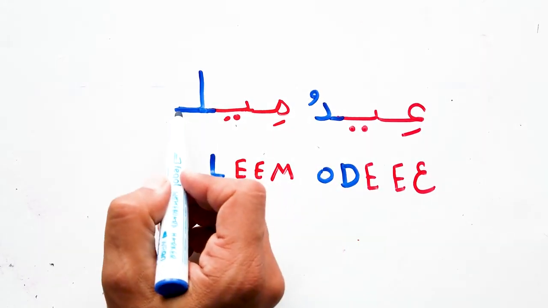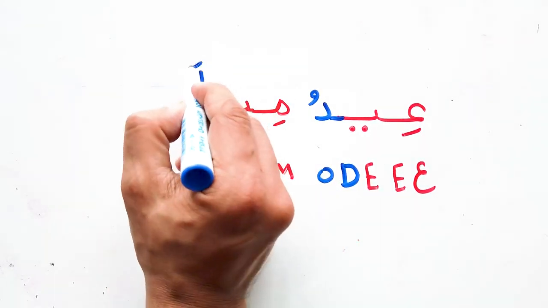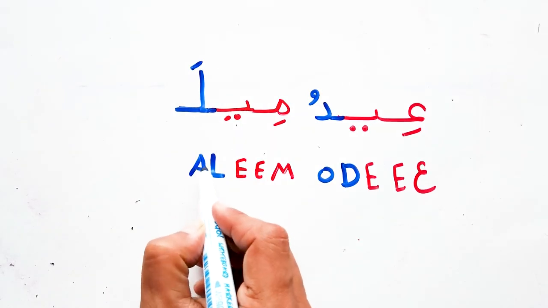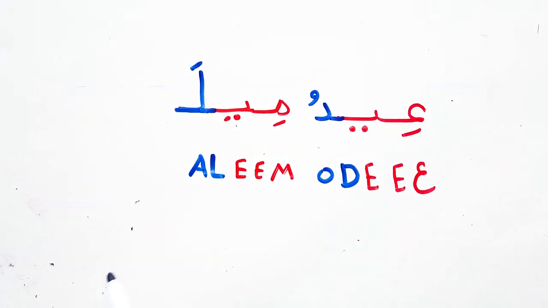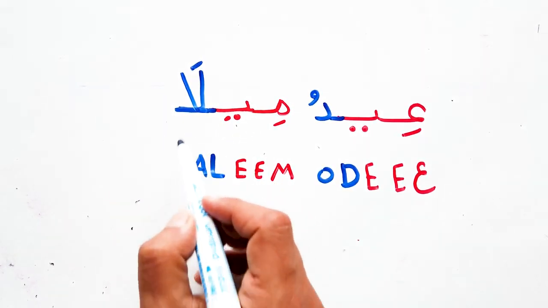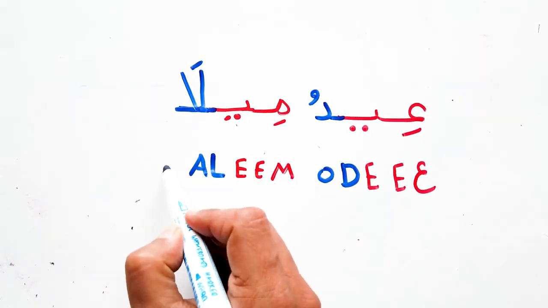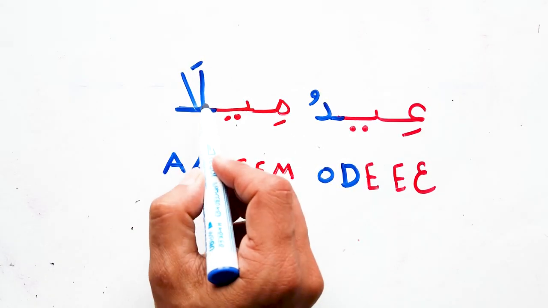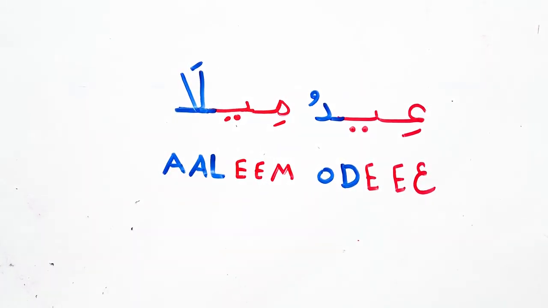Say عيد مي. Le. We have fatha here. It sounds like A. Le. عيد مي لا. Long vowel ألف. La. So this one here, it will be another A. La. ميلاد.